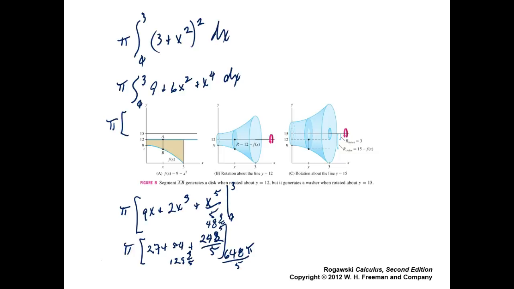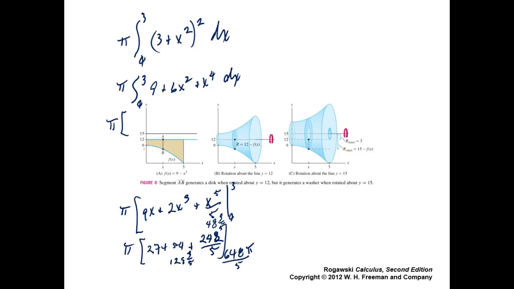The b part says, don't rotate it about the line y equals 12, but rotate it about the line y equals 15. Okay? So in this case, you've got that same strip that you're rotating, but it's not rotating into a disk, it's rotating into a washer. Okay?